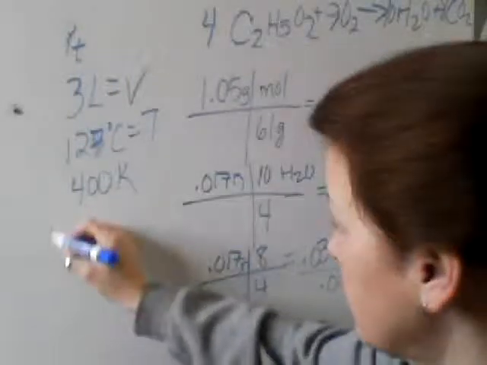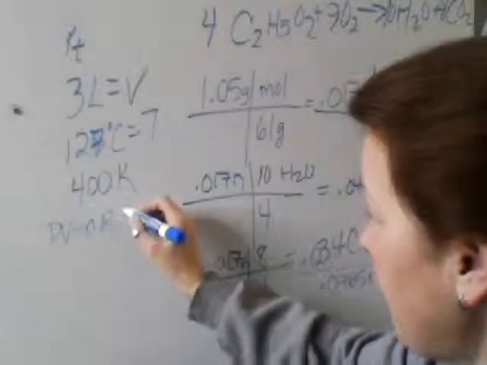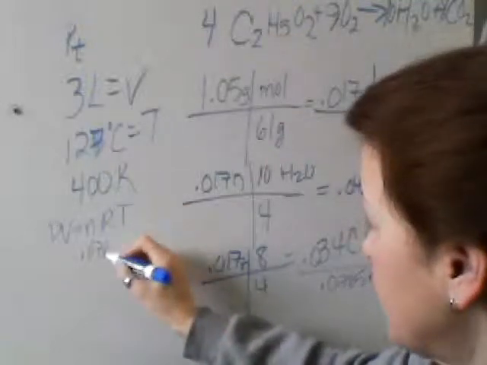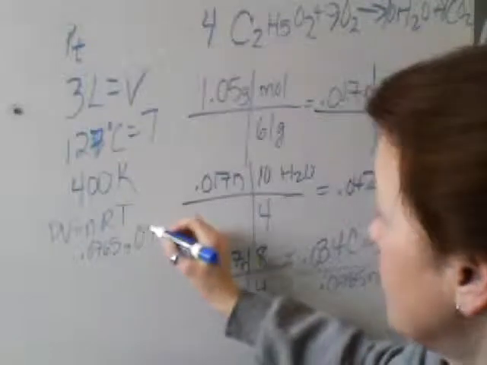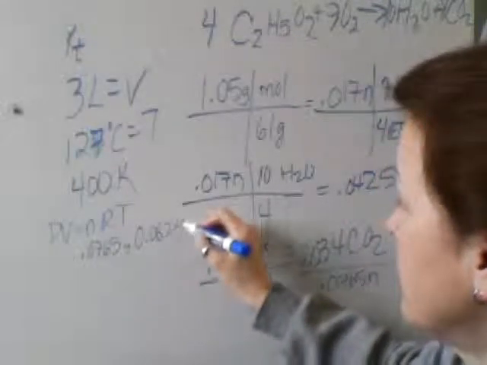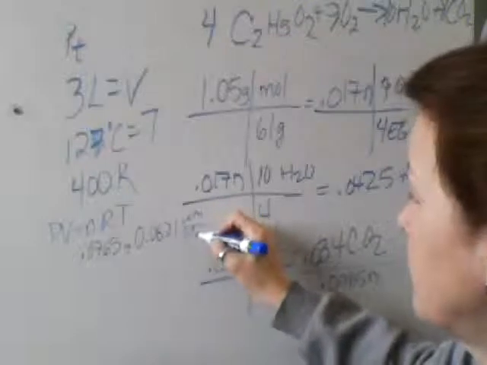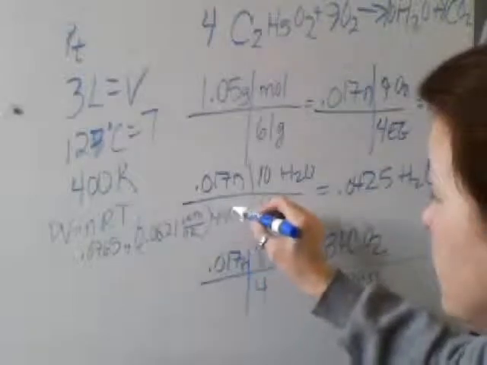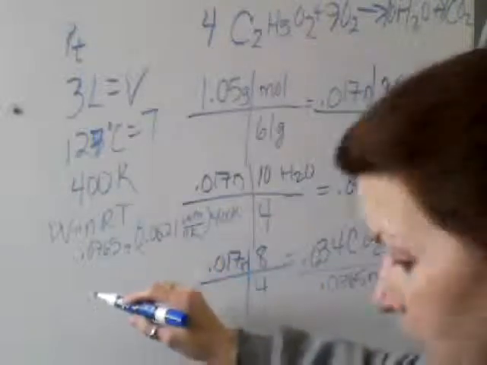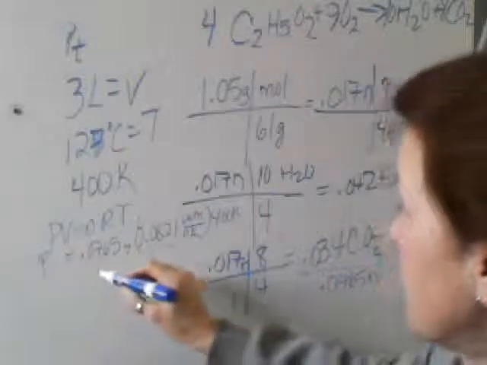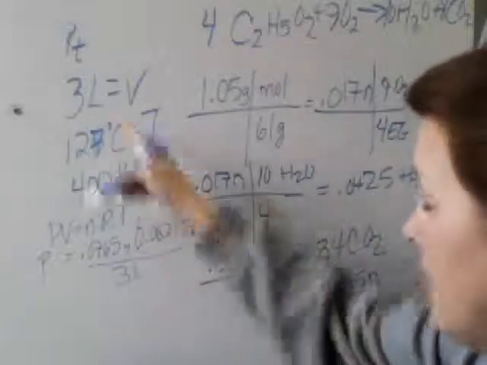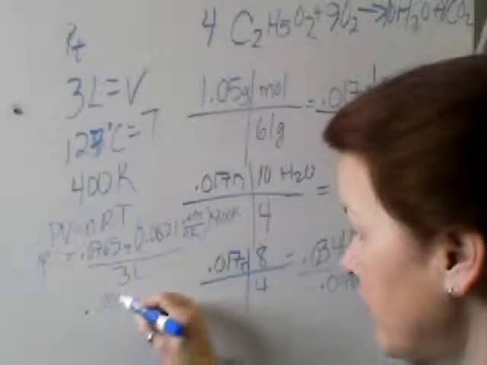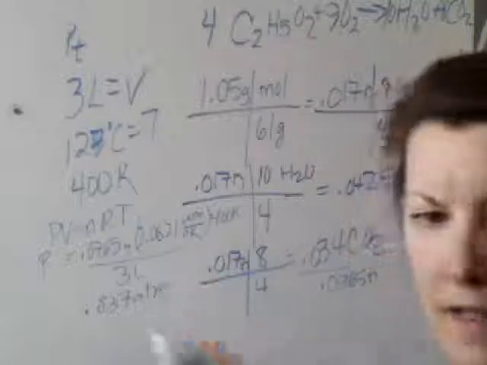So we're going to use our ideal gas law. And so our moles are 0.0765 moles times 0.0821 liter atmospheres per mole Kelvin. And our temperature is 400 degrees Kelvin. We are solving for pressure, and so we're going to divide by volume. We knew that we had 3 liters, and so putting all this together, the pressure in there is going to be 8.37 atmospheres.